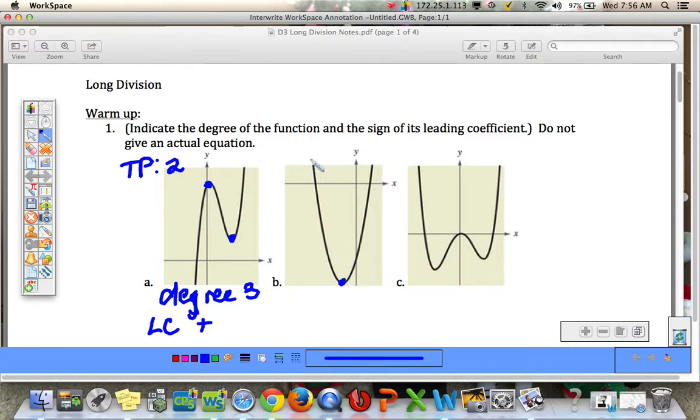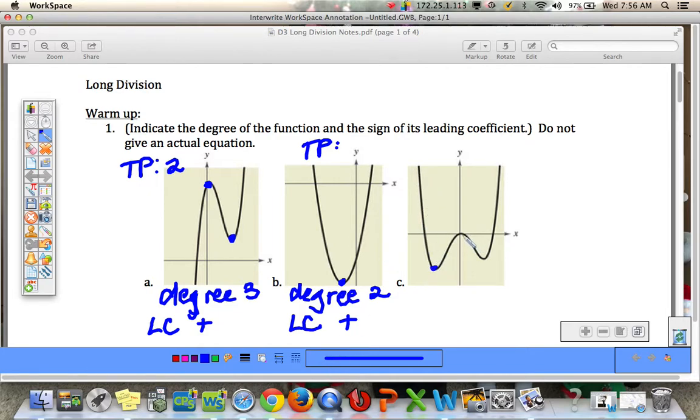This has one turning point, which means it's degree 2. You can also tell it's an even degree because the end behavior is the same, so degree 2. The lead coefficient, since it's positive and positive for the end behavior, would be positive.